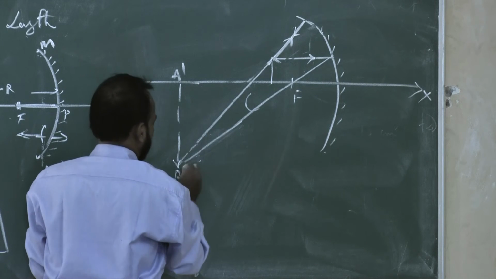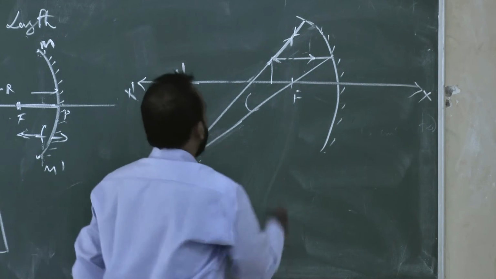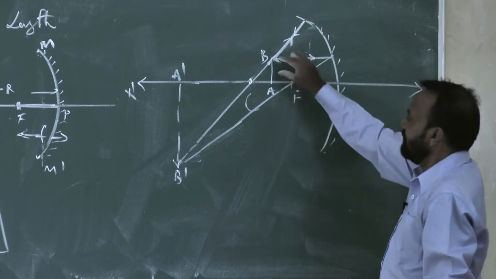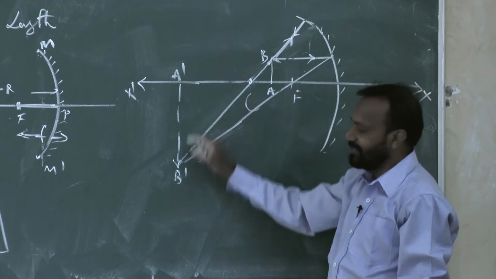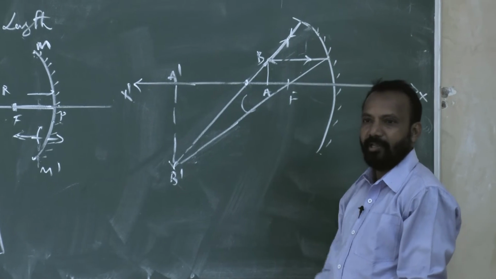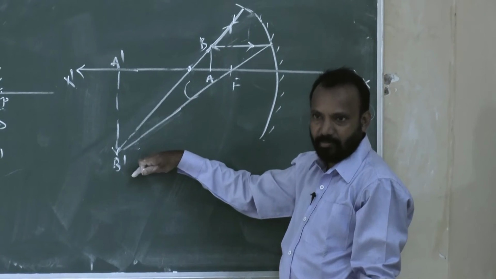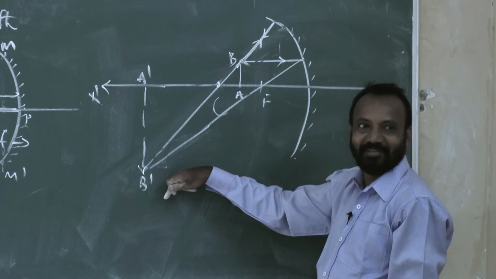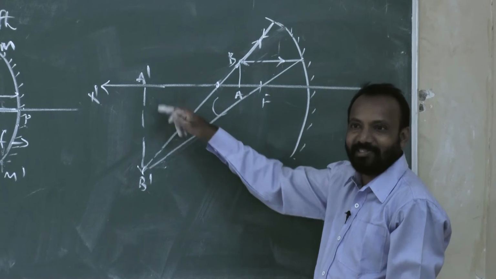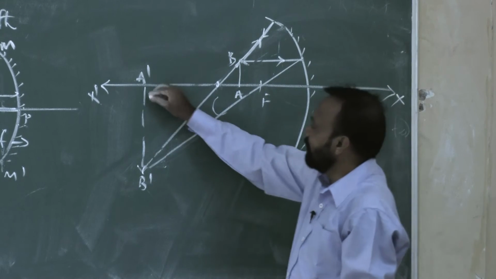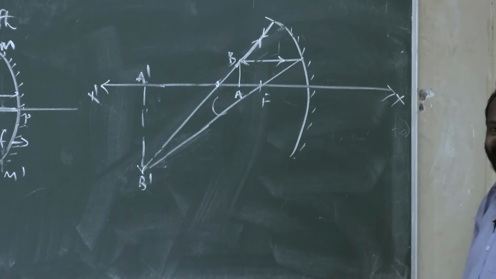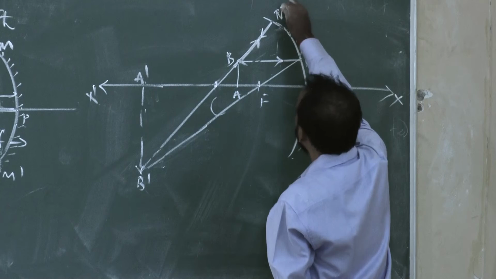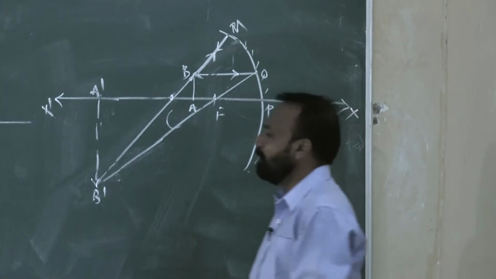This is your A dash B dash. Okay. This is the center of curvature, F. This is AB. AB is the object in between C and F. Image A dash B dash. This is the image. Sorry. So this is the image, right? Now P. This is suppose O. This is suppose M. I am just taking the names like that. Now let's name it.